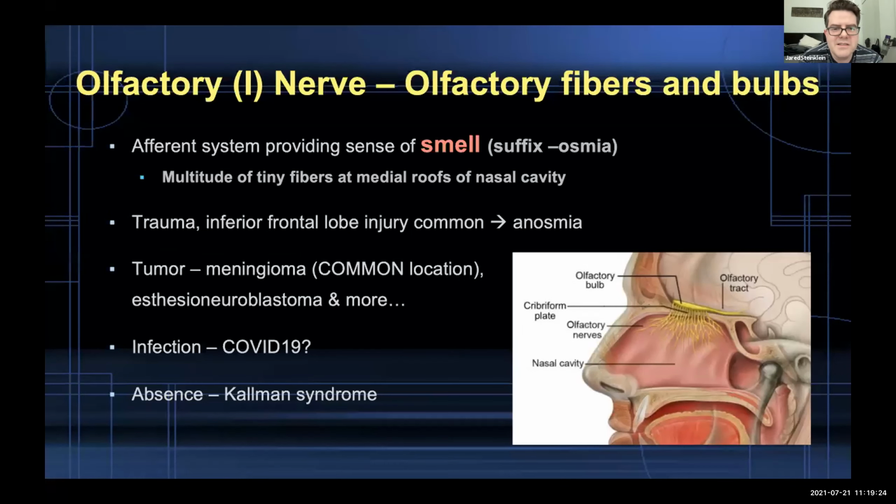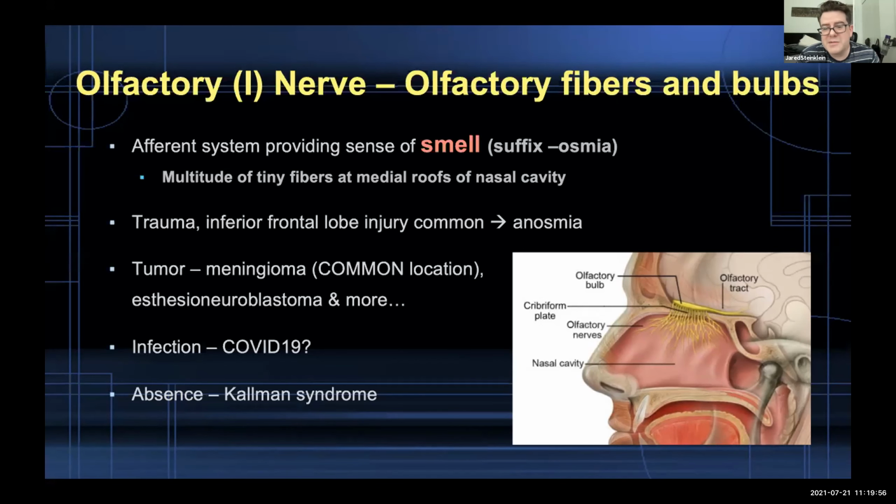So these are afferent systems, so the sense of smell. And that suffix, again, back to the etymology, being osmia. So I'm sure everyone has heard of anosmia these days, and especially in its association with COVID. But most often it's trauma, it's injury to that frontal lobe region. You can see on the graphic there, the bulb is really at the base of the skull where the frontal lobe and associated nerves are prone to injury.